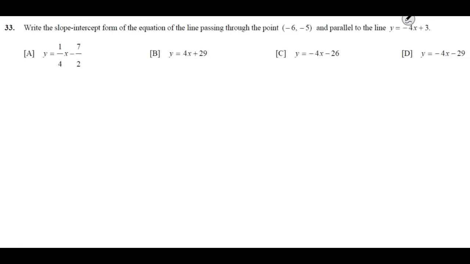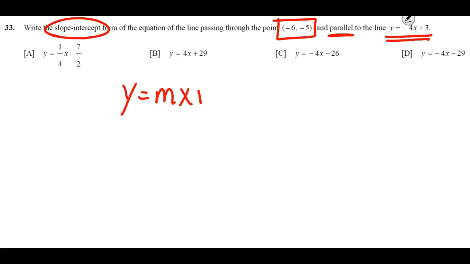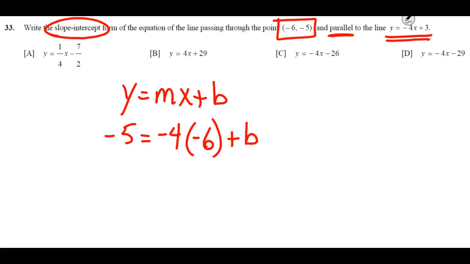So again, we've got one more here on writing an equation. This one is parallel. Our equation is already in y equals mx plus b, and they give us a point. And the nice thing is they want it in slope-intercept form. So I've got y equals mx plus b, and I start from this. I'm going to throw in my points. I have a -5. I have a slope. Now, parallel, same slope. So I have -4 times the -6, which is my x. So I have -5 equals +24 plus b.